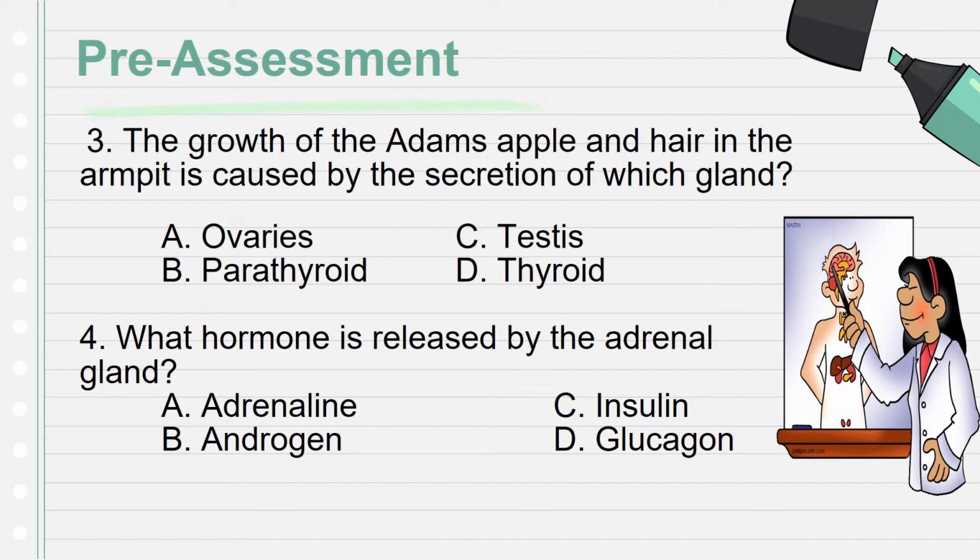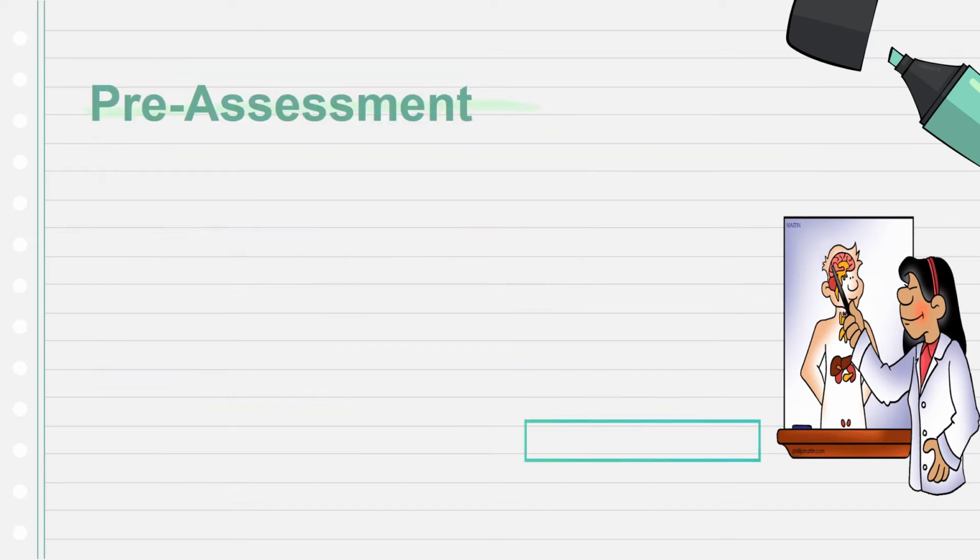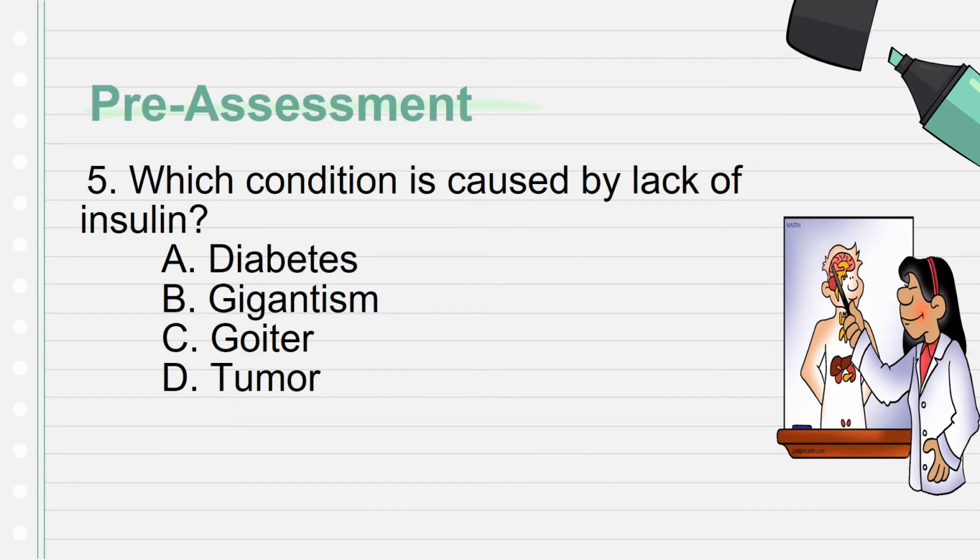Number 4. What hormone is released by the adrenal gland? A. Adrenaline, B. Androgen, C. Insulin, D. Glucagon. Number 5. Which condition is caused by the lack of insulin? A. Diabetes, B. Gigantism, C. Goiter, D. Tumor.